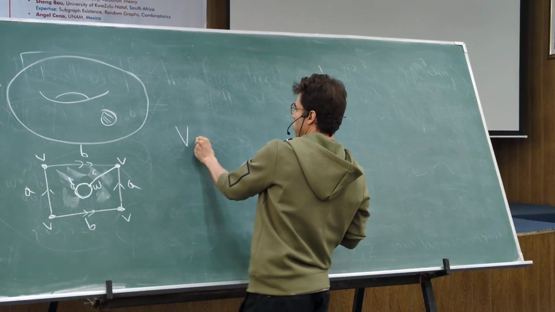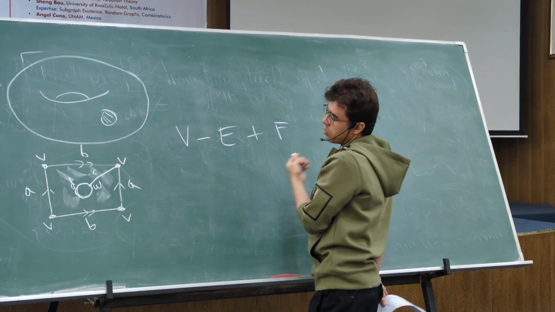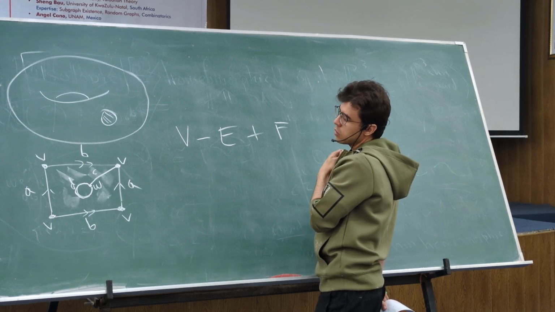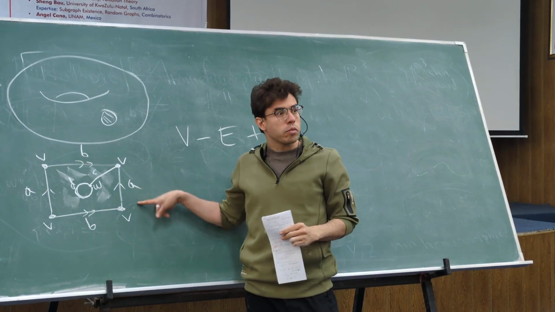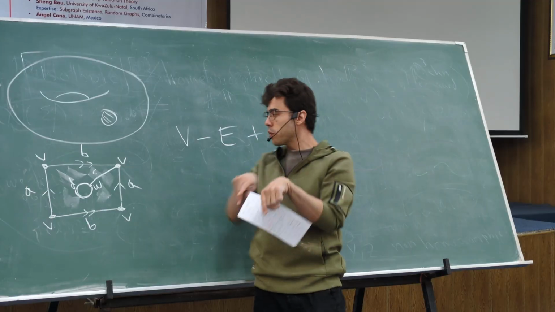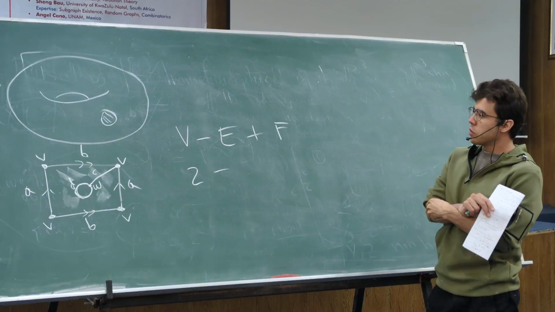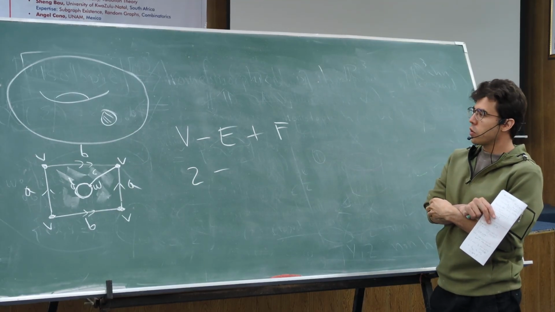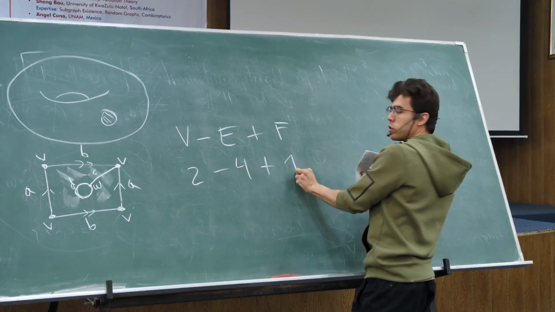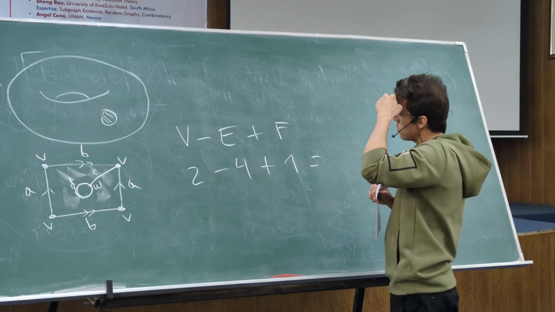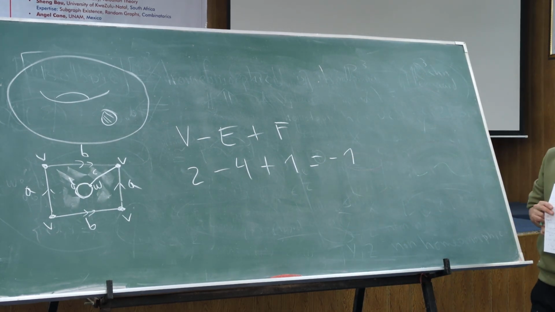So how many vertices? So vertices minus edges plus faces. So vertices, how many do we have? 2 vertices, because this is the same. When we do this face, it's the same. So 2 vertices minus edges: 3, 4. We have A, B, C, and D. And one face. So this is 2 minus 4 plus 1, which is -1. And we can use the formula.